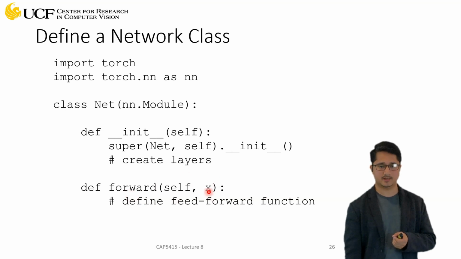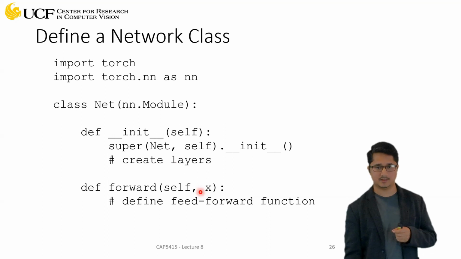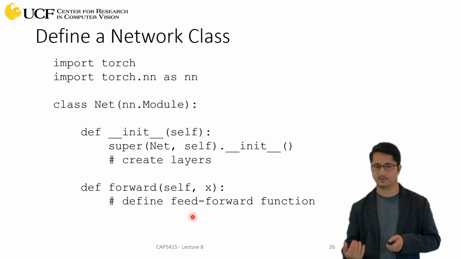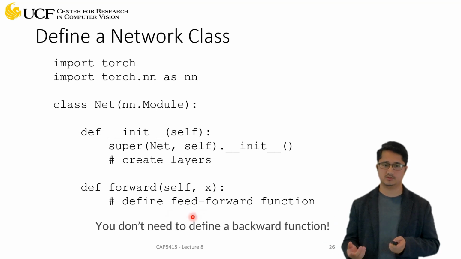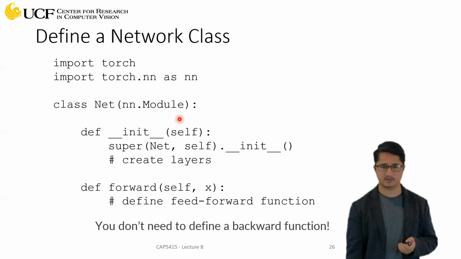And the x is going to be the input. So whatever input you have for your network, that's the variable x over here. And then below this, in this function, we define what kind of transformations you want to perform in your network. That's the bare minimum you need. And as I said, you don't need to worry about the backward function. So this will be the basic structure of your neural network architecture. Whatever architecture you create, you at least need this bare minimum.